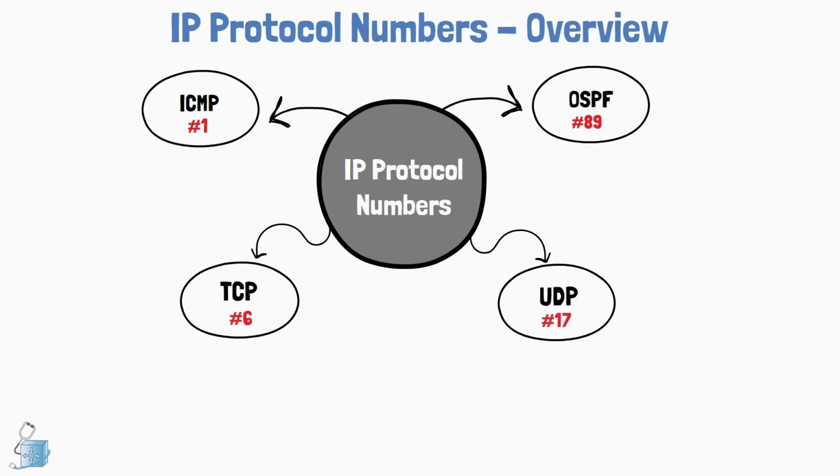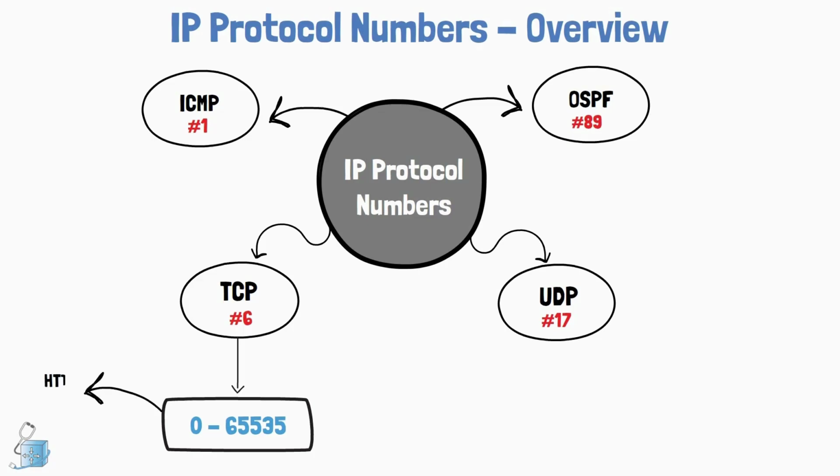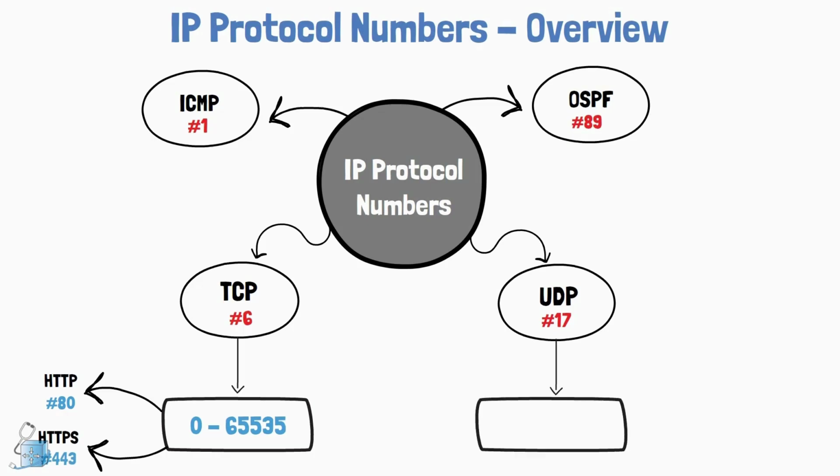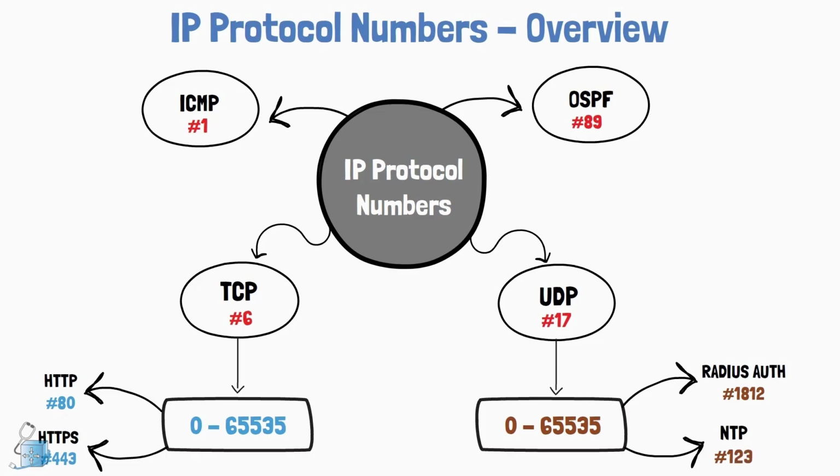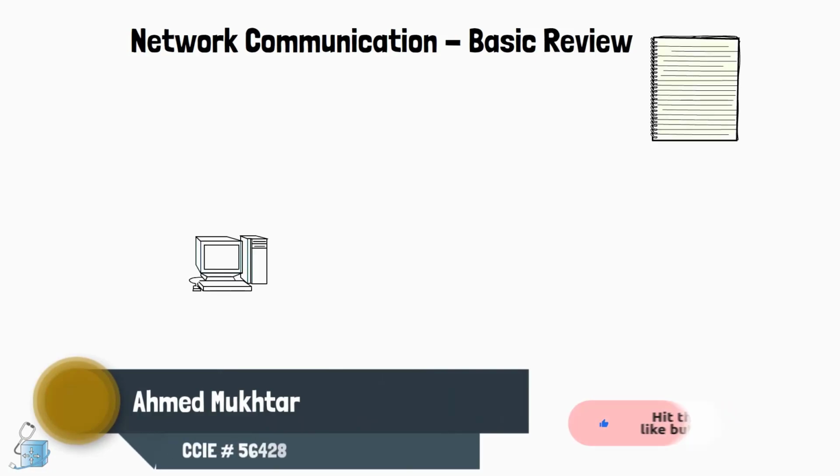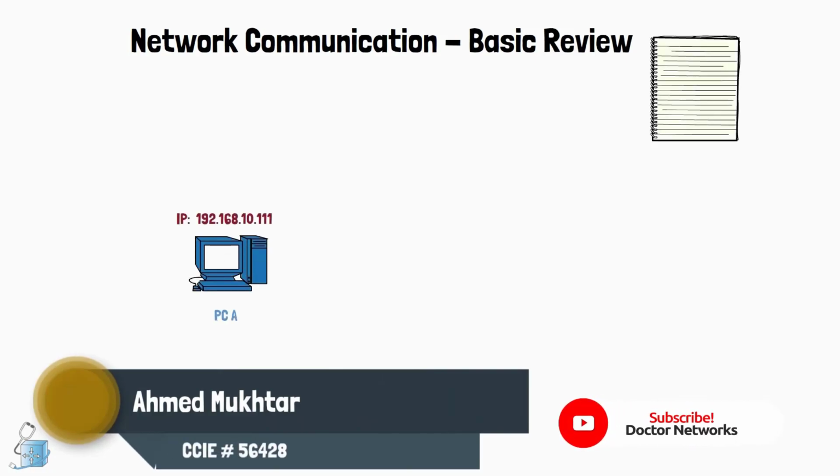In turn, TCP has a bunch of ports ranging from 0 to 65,536, which also contain the well-known web ports of HTTP and HTTPS. Similar is the case with UDP. It also has the same range of ports, and some UDP ports you may know are RADIUS authentication and NTP, or Network Time Protocol. Now this review is important because you will be seeing IP addresses with port numbers from here on out.